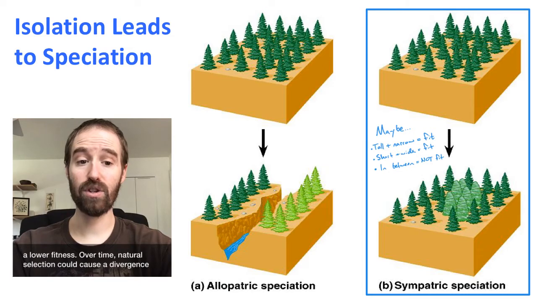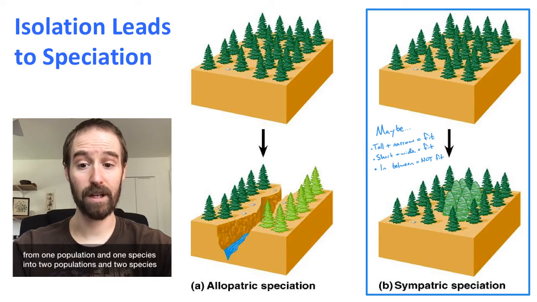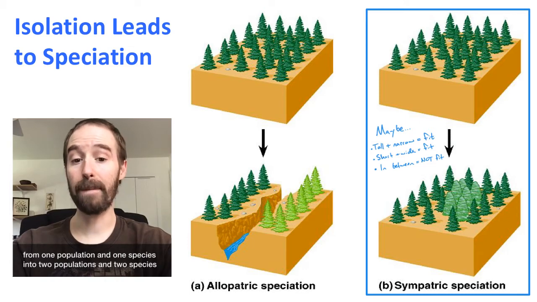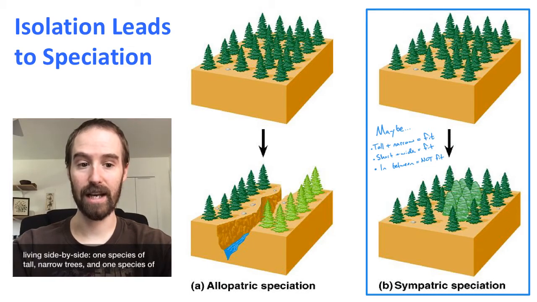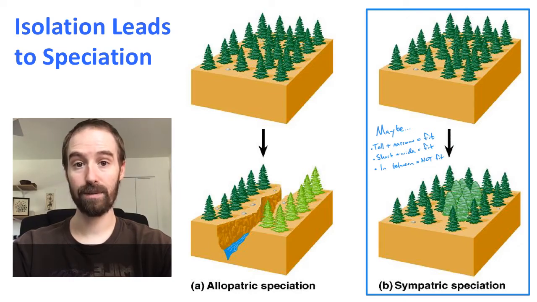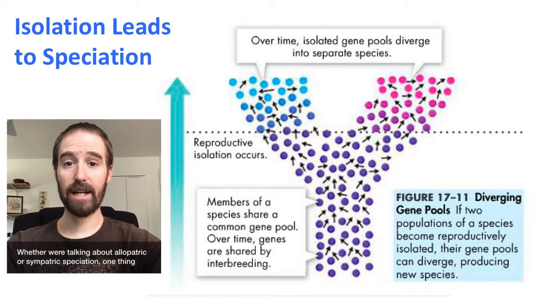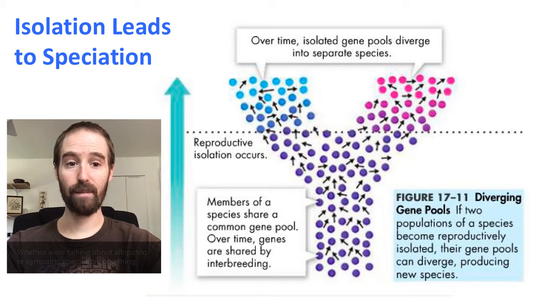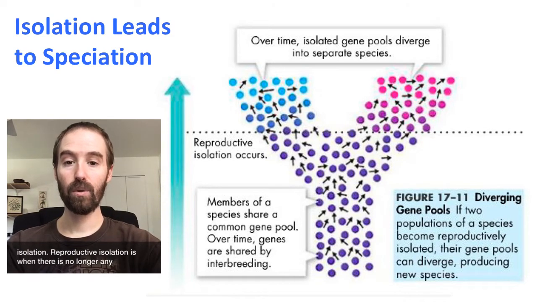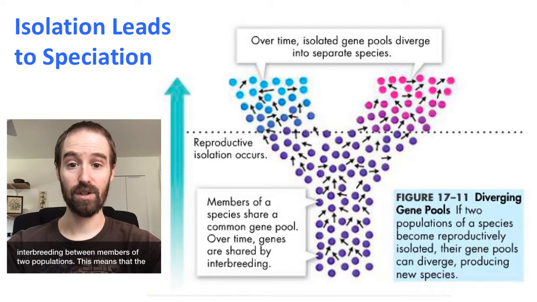Over time, natural selection could cause a divergence from one population and one species into two populations and two species living side by side, one species of tall, narrow trees and one species of short, wide trees. Whether we're talking about allopatric or sympatric speciation, one thing must happen first in order for speciation to occur: reproductive isolation. Reproductive isolation is when there is no longer any interbreeding between members of two populations. This means that the gene pools of these two populations are also isolated, and no genes are moving back and forth between populations any longer.